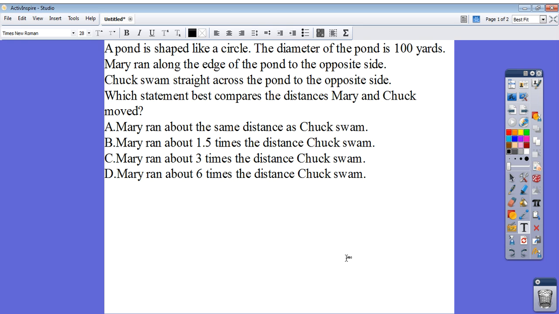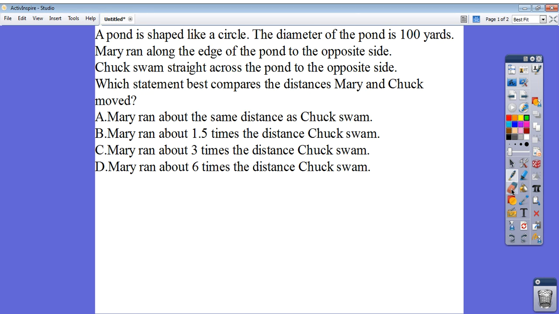Hi guys, today we are going to practice some challenging circles problems. The biggest thing about these is going to be reading carefully and thinking about what is happening. Let's do the first one.